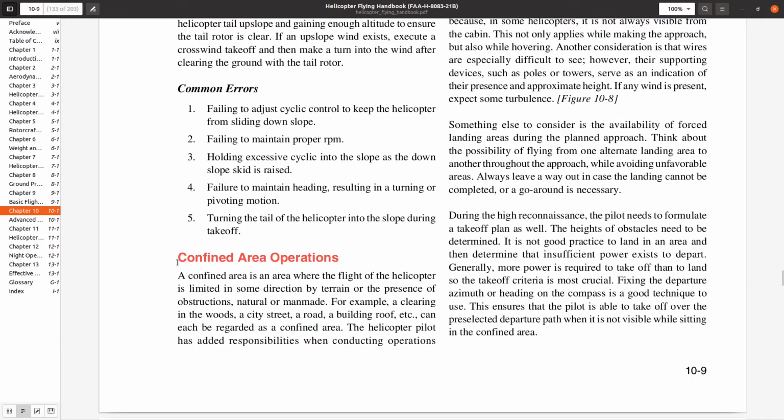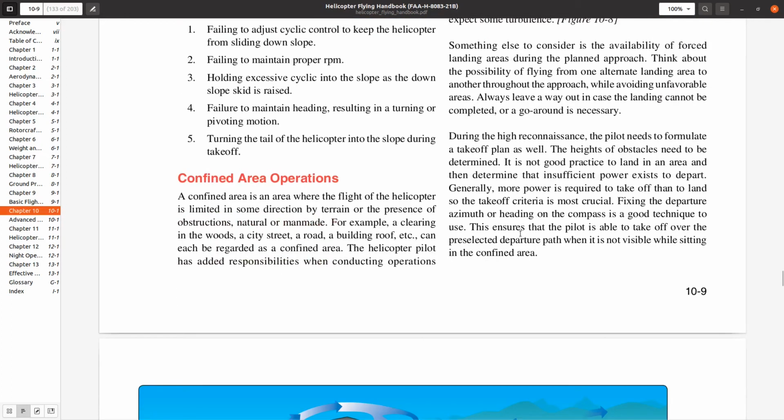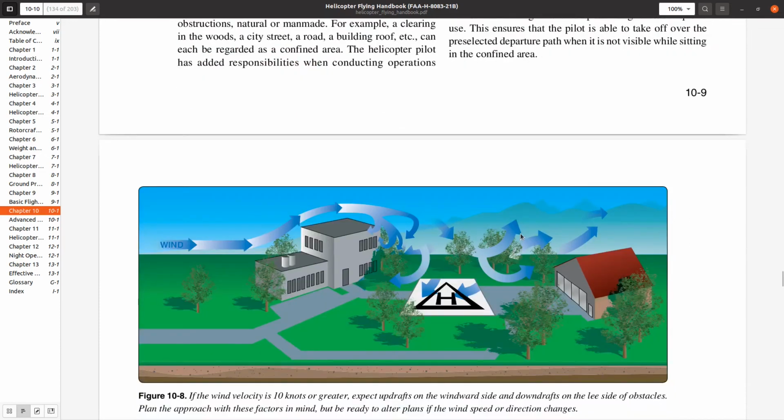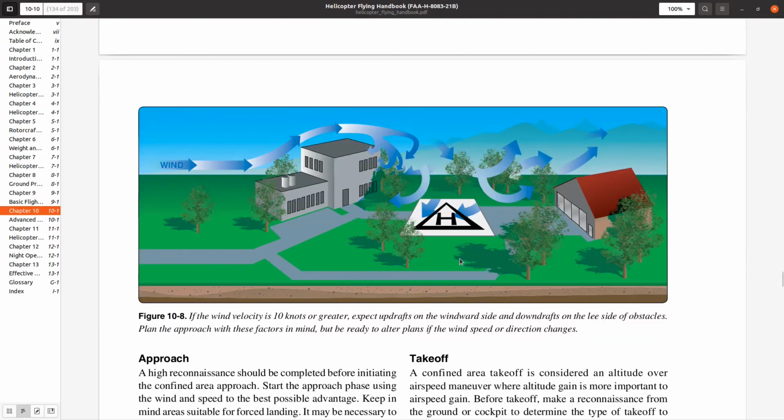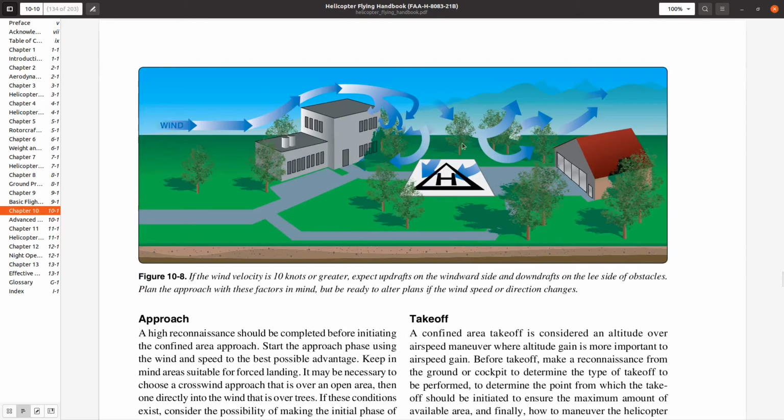Okay, so then the book gets back to confined area operations, which I don't know why they had this way after the reconnaissance thing, but things to keep in mind when you're doing confined area ops. Wind whips around structures like trees and buildings, can cause turbulence, and you get updrafts and downdrafts. So you need to be cognizant of that if you're coming in to land into a confined area. So, how do you do this? You do your high reconnaissance, you do your low reconnaissance, and you come in and you land.